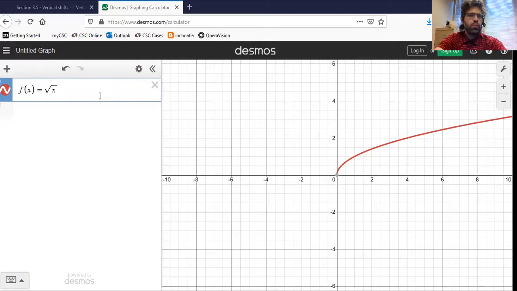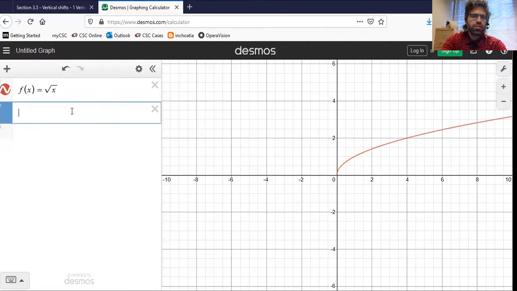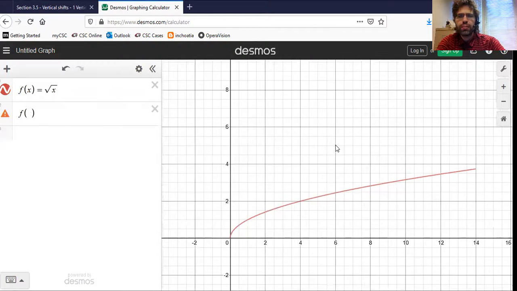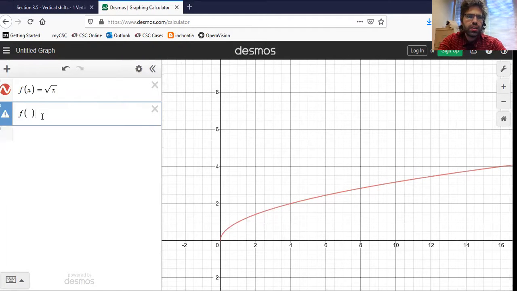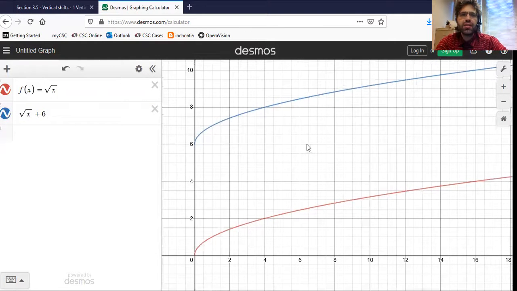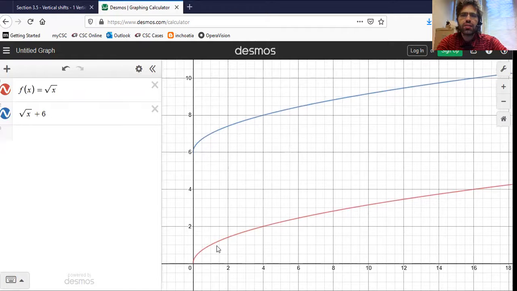So for example, f of x equals the square root of x. If we want to take this curve that we see in red here, and we want to shift it up by 6, let's say, we add 6 to the square root of x. And it just takes this red curve and it doesn't change its shape. It just bumps it up 6 units.